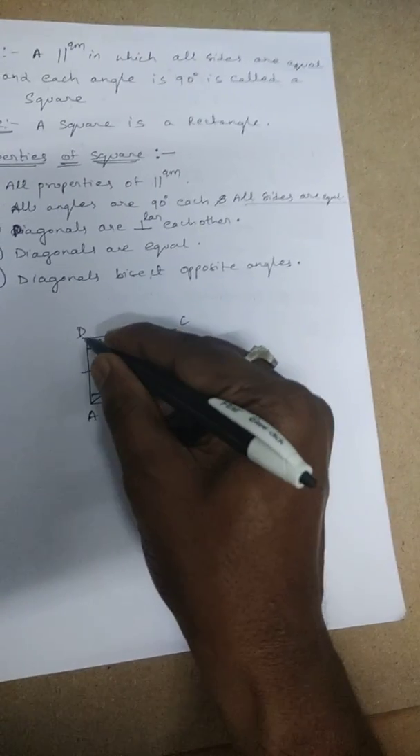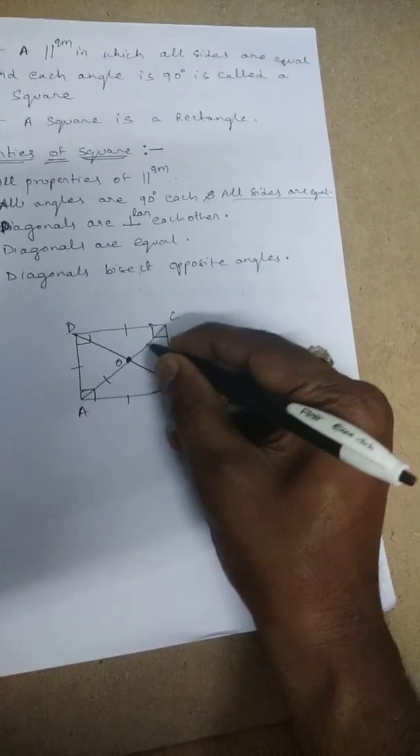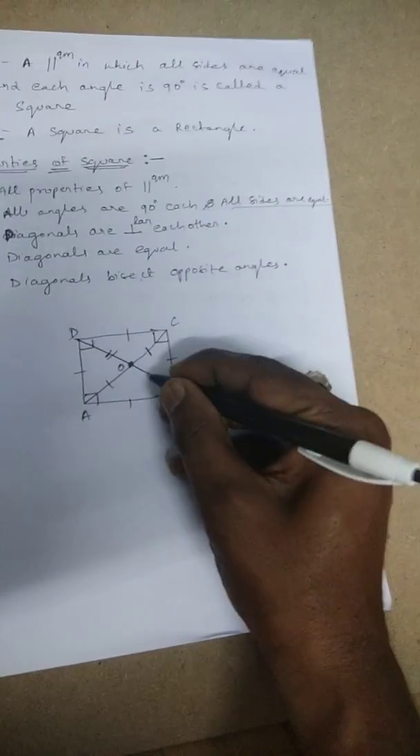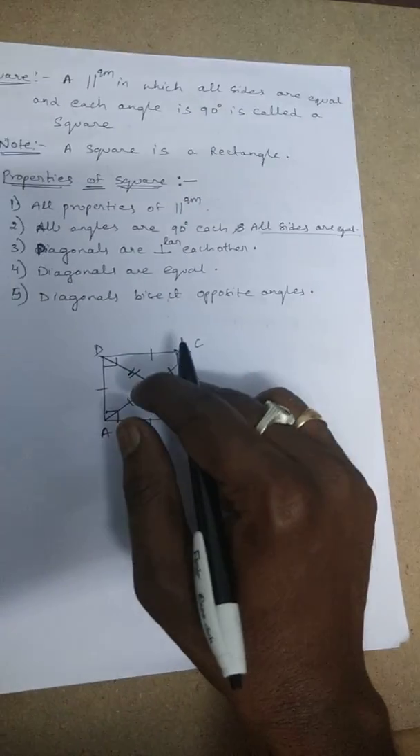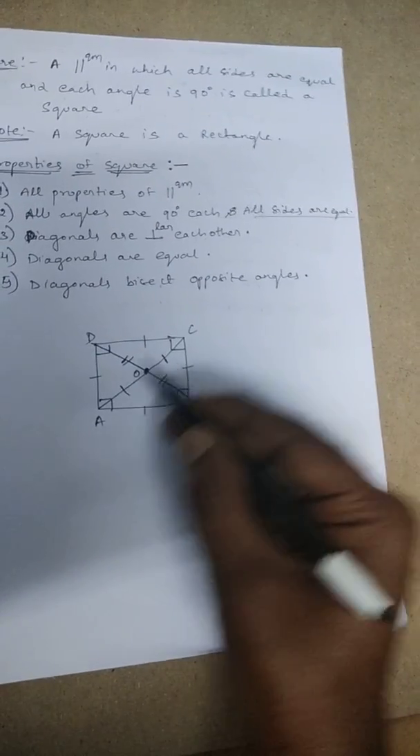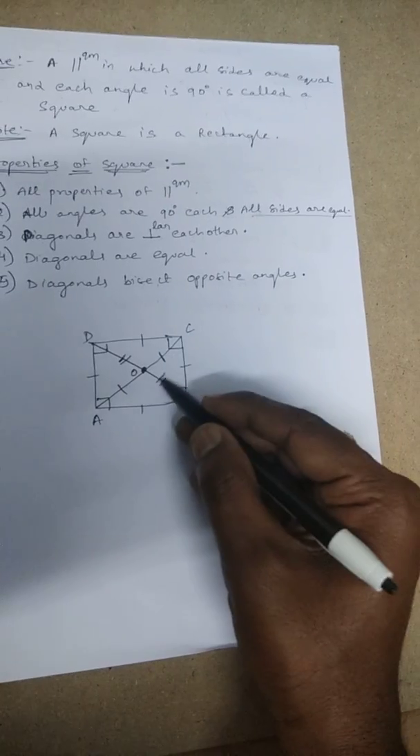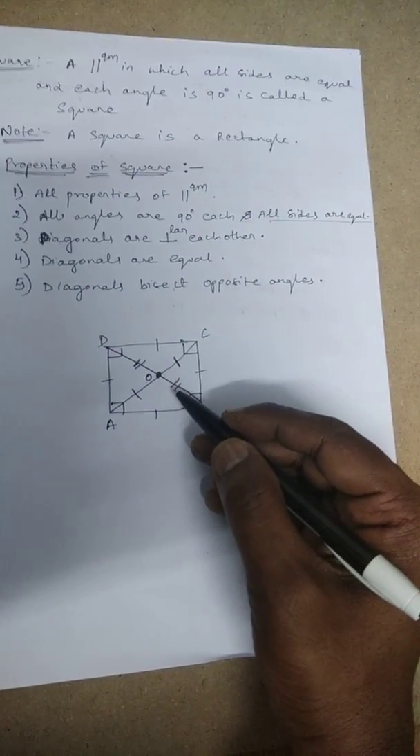Diagonals bisect each other already. Why do diagonals bisect each other? OA equals OC, OB equals OD, because it is a parallelogram. A square is a parallelogram. In a parallelogram, diagonals bisect each other. So in a square also, diagonals bisect each other. This part is equal to this one, this part is equal to this one. So diagonals bisect each other.